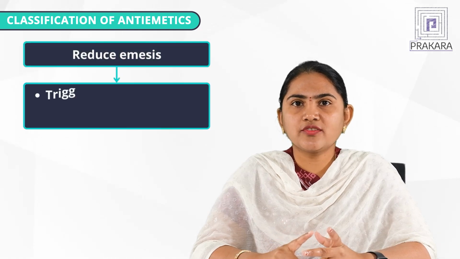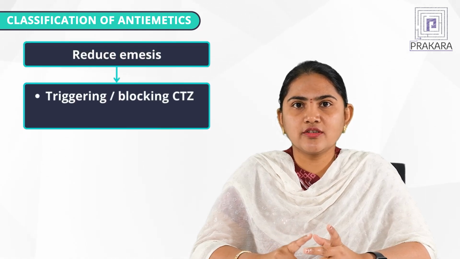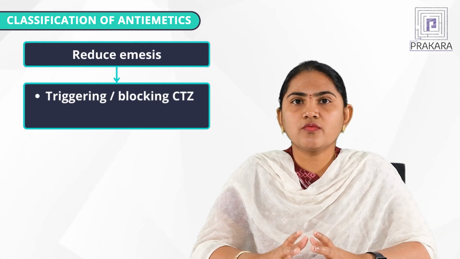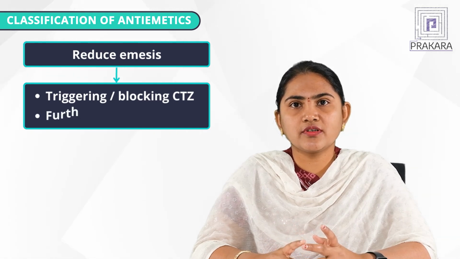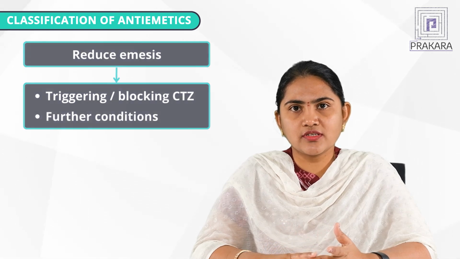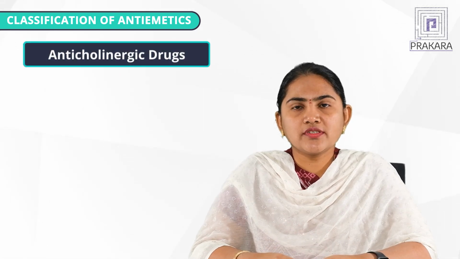Now let us understand the classification of antiemetics. There are many classes of antiemetic derivatives, and their main goal is to reduce the emesis by blocking the CTZ induced emesis, which could be caused by various conditions. So let us understand the first category of drugs, anticholinergic drugs.